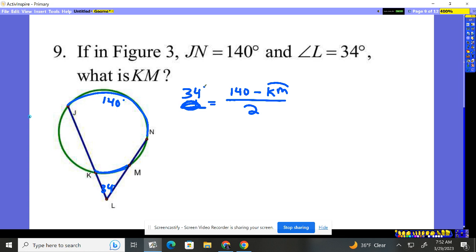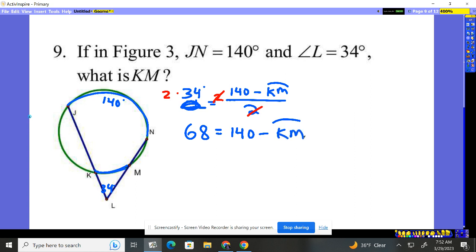So let's go ahead and do it. Let's turn to red here. How do I get rid of dividing by 2? I multiply this side by 2 and it'll cancel out. But if I multiply the right side of the equal sign by 2, I have to do it on the left. Multiply by 2. So what does that give us? 2 times 34 is what? 68 is equal to 140 minus arc KM.